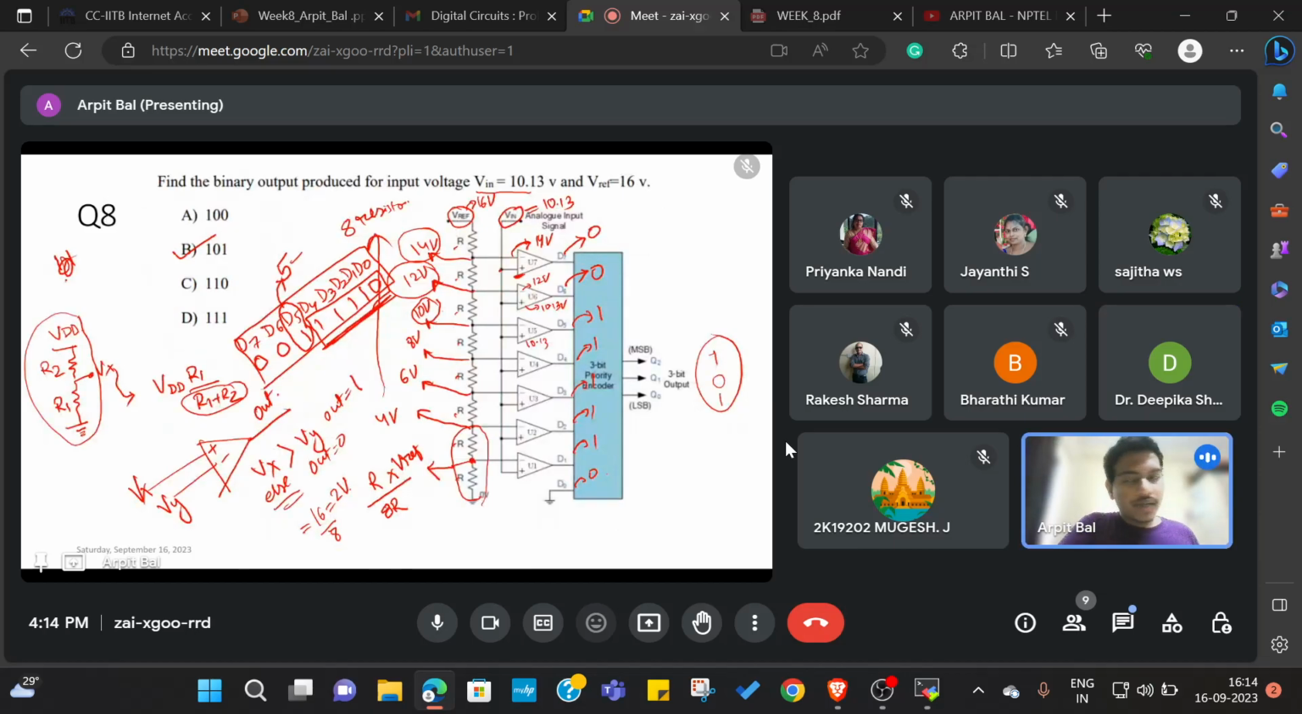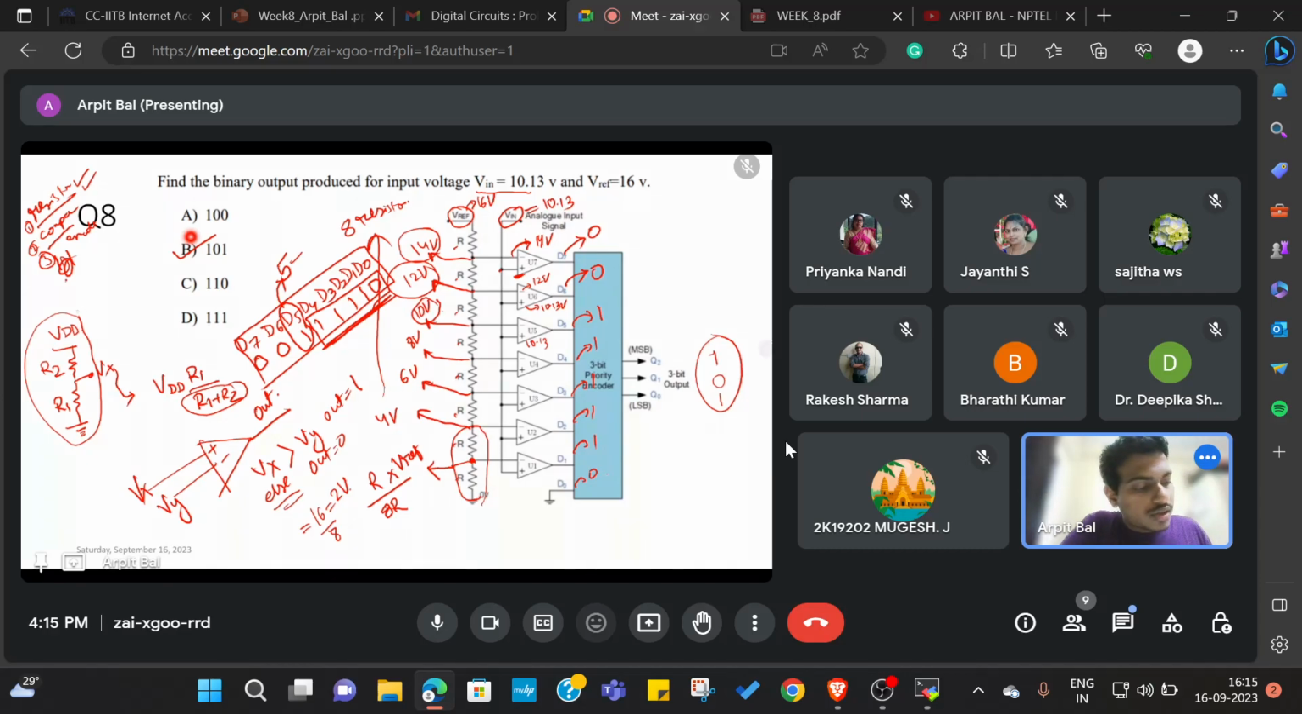Okay, so let me take this particular example for explaining. Let us start with what are the components that we will be having in a flash ADC. The first thing is a resistor, second thing is a comparator, third thing is an encoder. So what is the utility of a resistor? It is to generate the reference node voltages that go to the comparator.